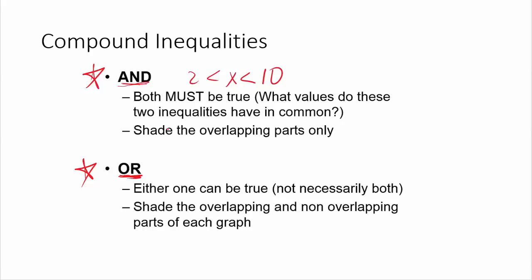So here we go. In an AND problem, the key is you're going to be shading the overlapping parts only. You need to find out where both inequalities that you're shading are true. And I'm going to use a 3-number line method to help you graph these. In an OR problem, they don't need to overlap. You're just looking for where either one of the inequalities is true. And if one of them is true, then you're going to shade that area. So there's a fundamental difference between AND and OR problems when you're graphing. You need to make sure you're doing these problems differently.